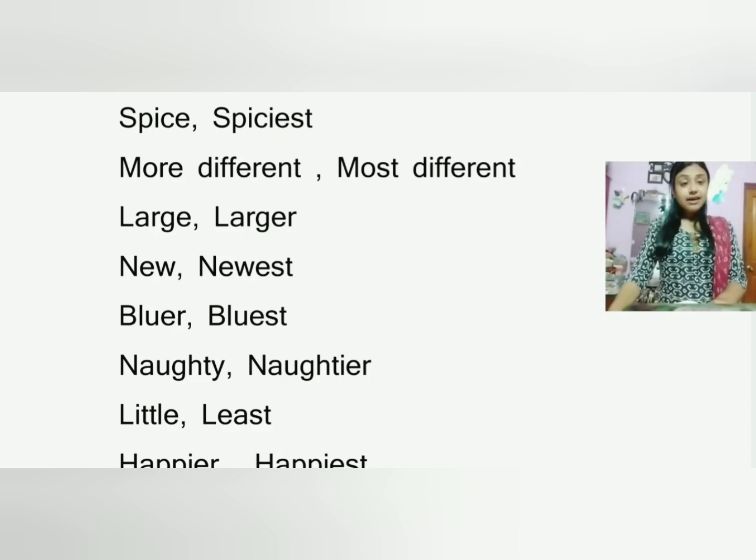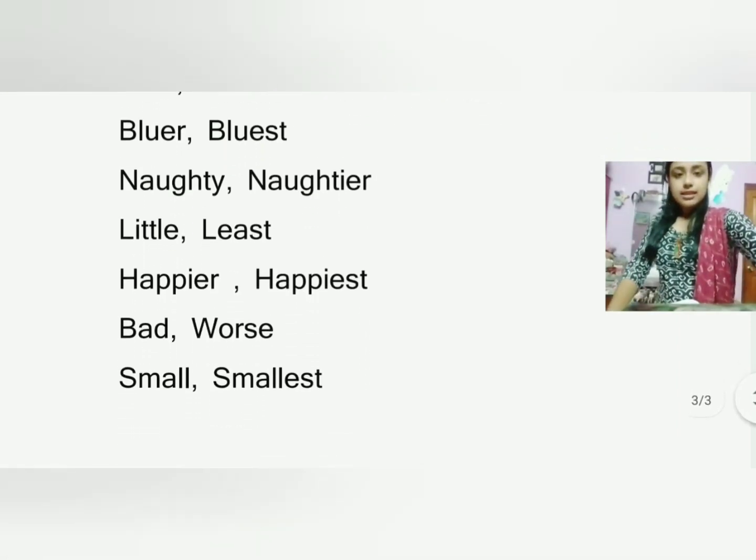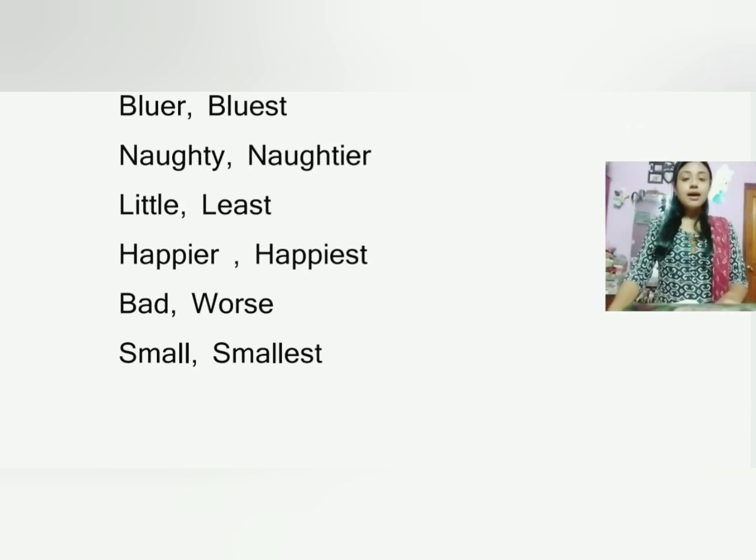This is an irregular form of comparison. Then happy, then 2 blanks are given, happier and happiest. Then dash, dash, worst. It is also an irregular form of comparison. That is, first bad is the base form, then worse and worst. And the last one, dash, smaller, dash: small, smaller and smallest.